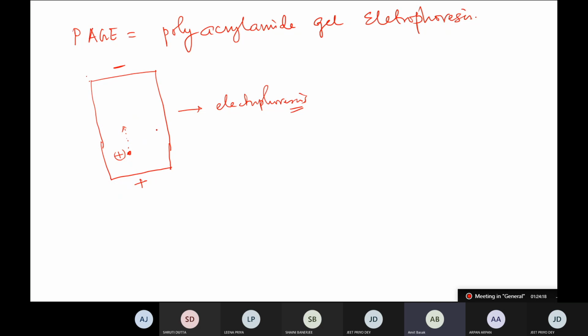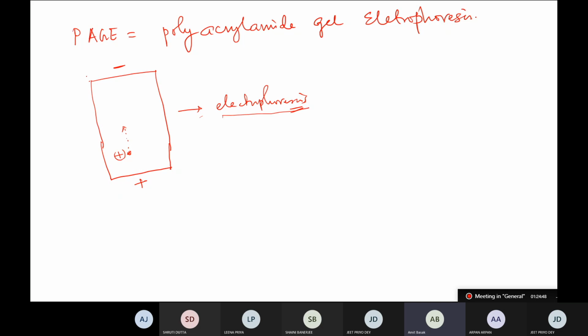Because if it is extremely hard material, the protein will not be able to move through this matrix. So the matrix has to be very soft, jelly-like, semi-solid in appearance, so that the protein can move as you apply the charges. Okay, so this process is what is called electrophoresis.